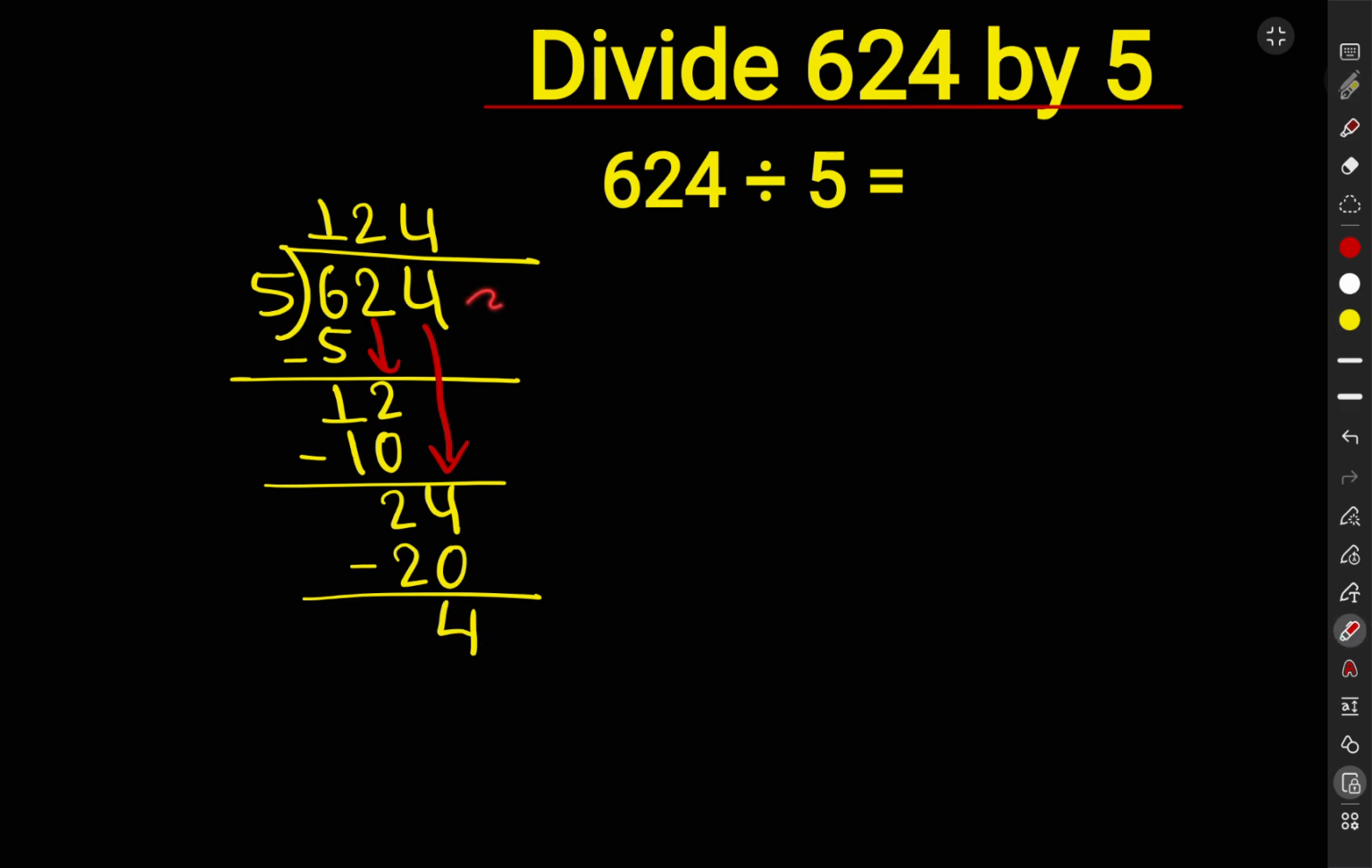So now we have no other number to put down. So we put a decimal here, so that we can put 0. So it is 40 and 5 times 8 is 40. On subtracting we get 0. So 624 divided by 5 is 124.8.